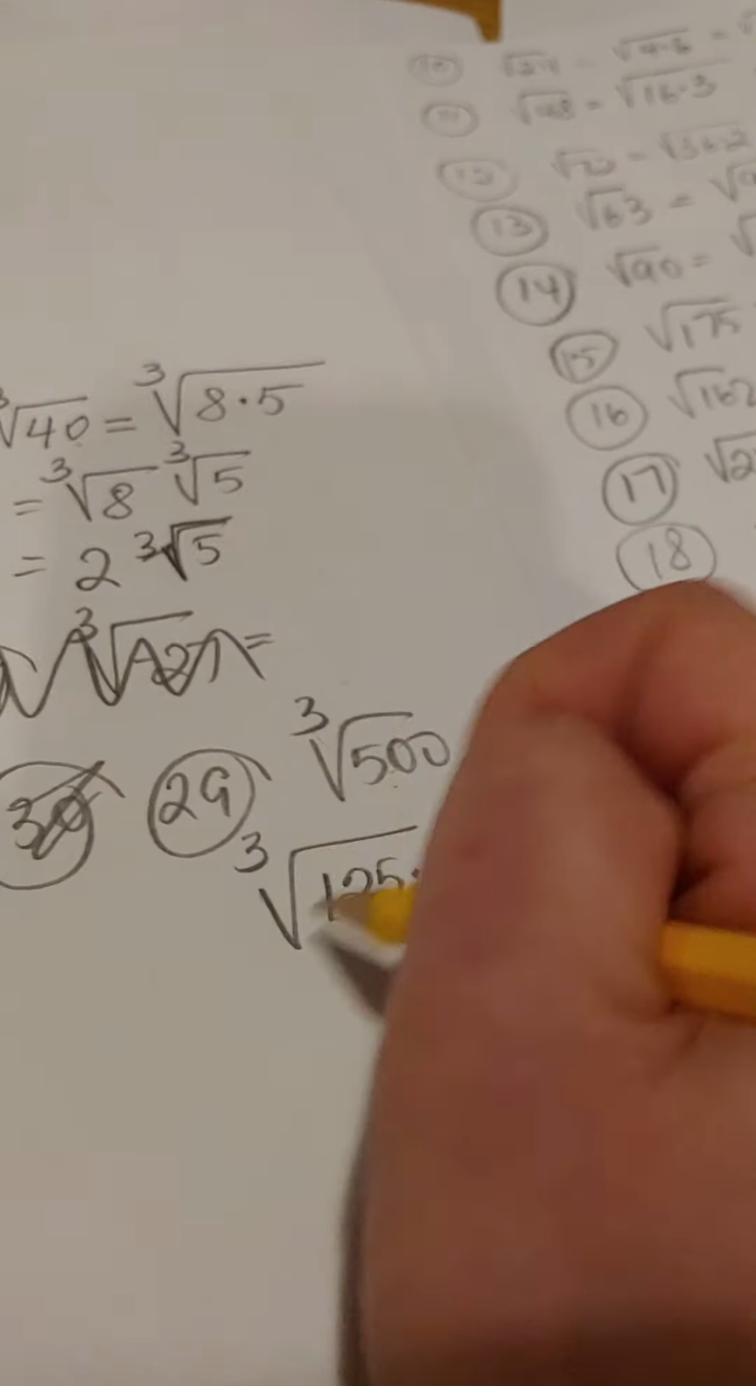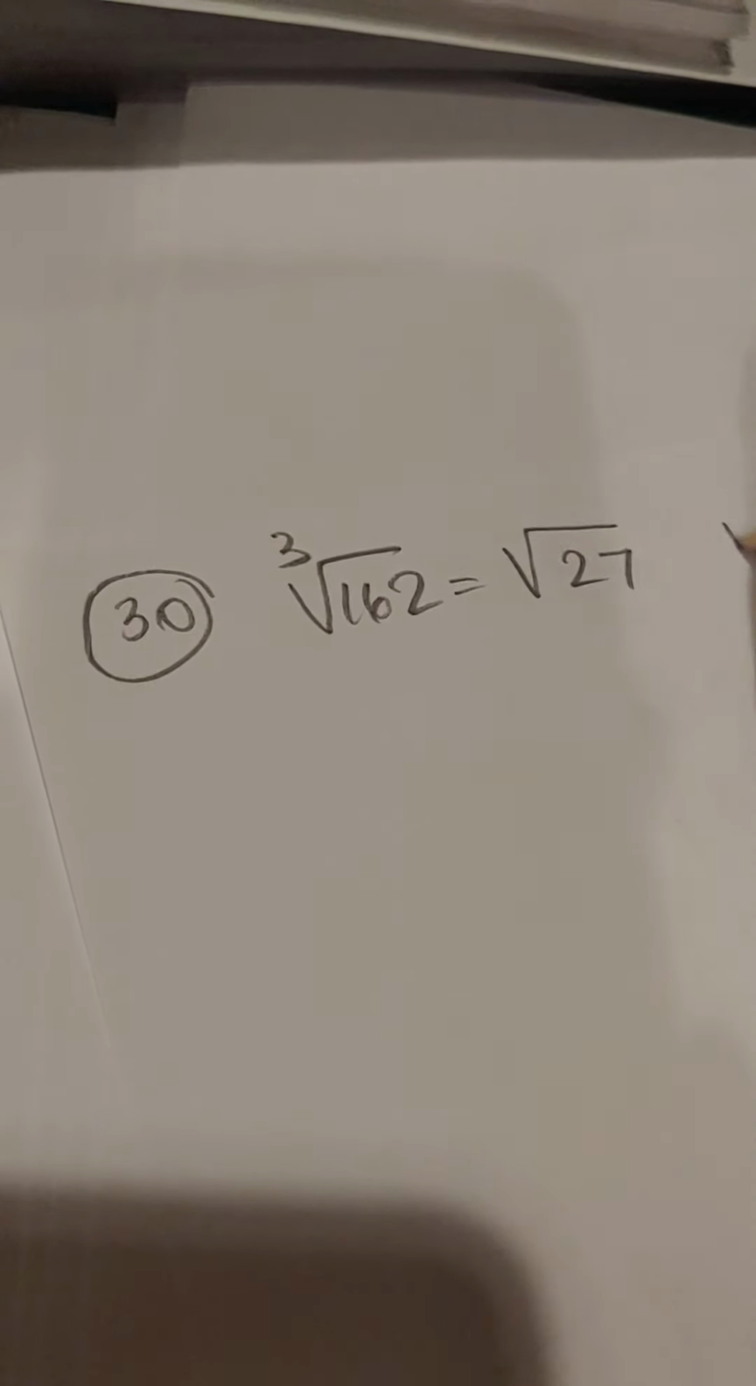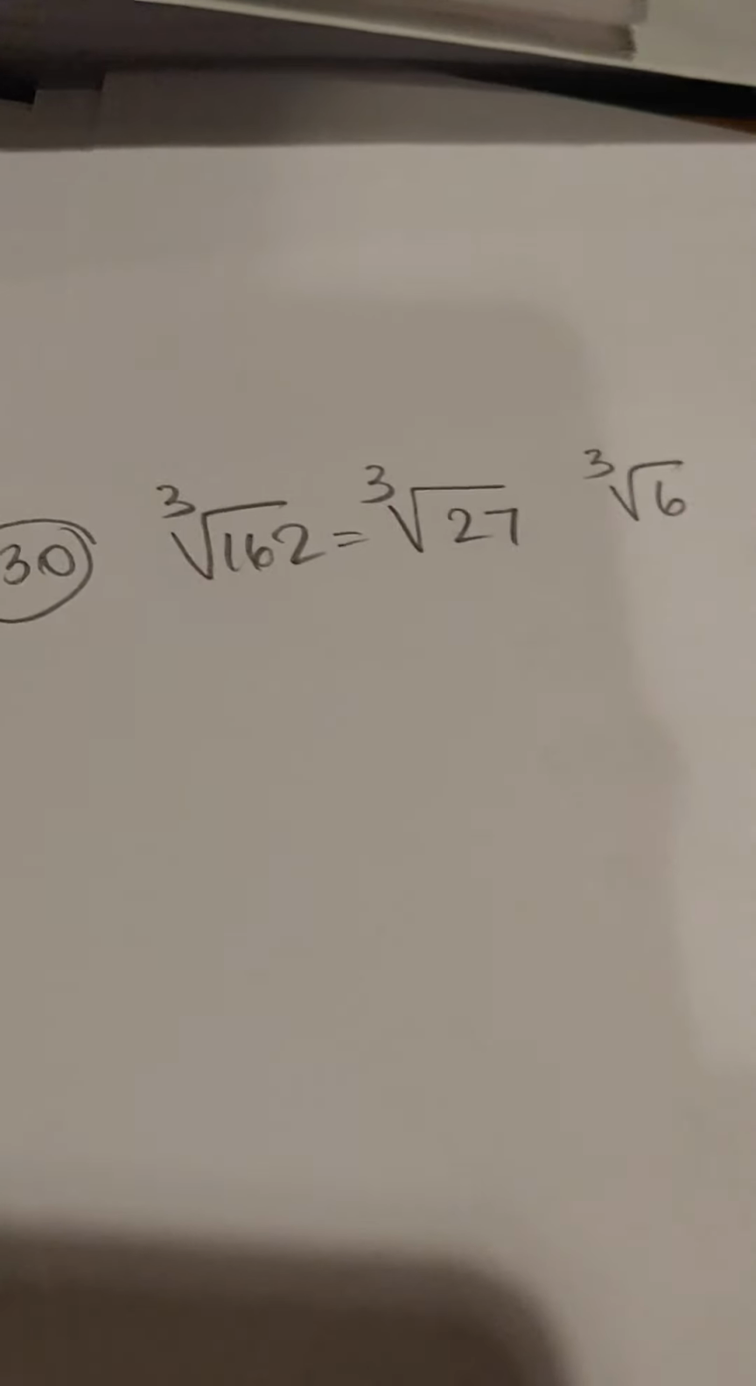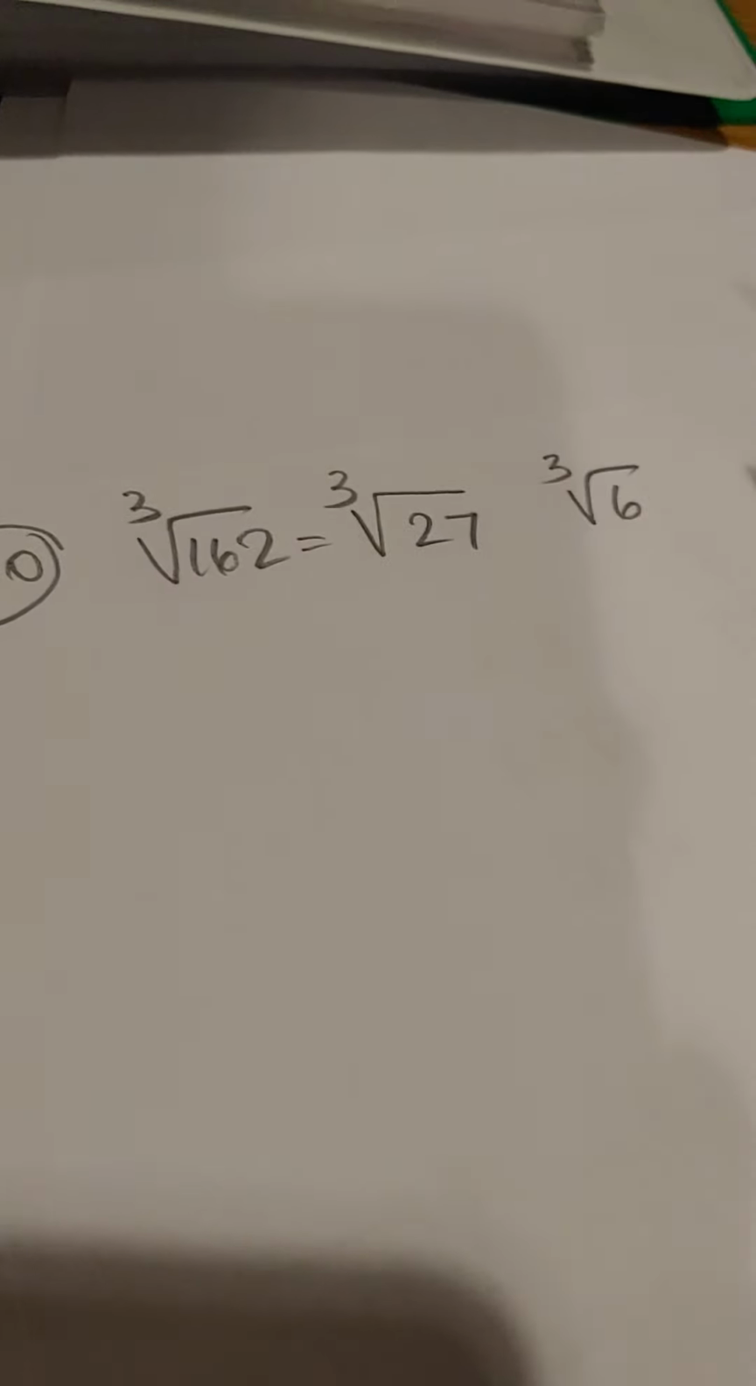So number 30, and it's just a couple more to go, and we're good. Cube root of 162. So we can break it down by 27 and 6, and 27 is my perfect cube. So cube root of 27 is 3 because 3 to the third power is 27. And this part is just left alone because there is nothing we can do with it.